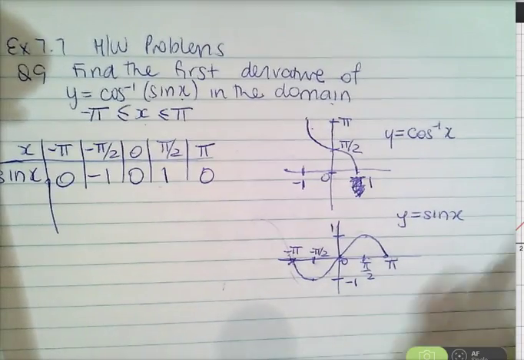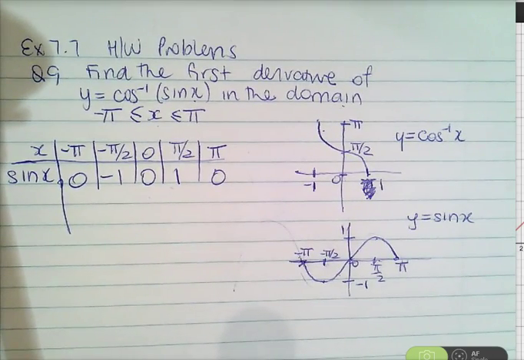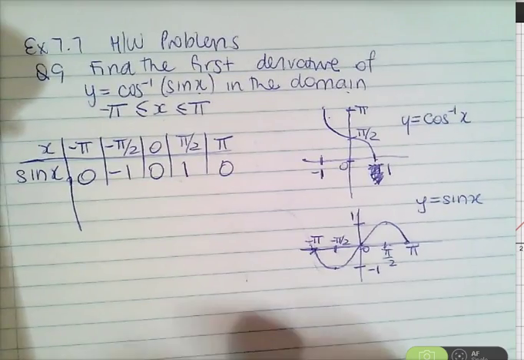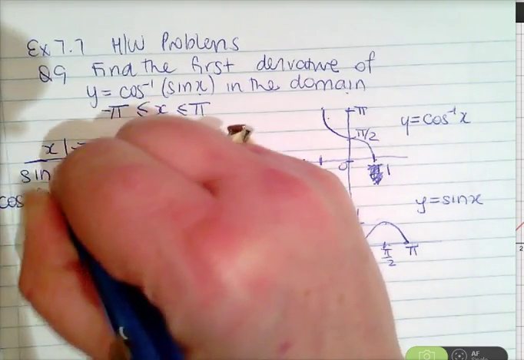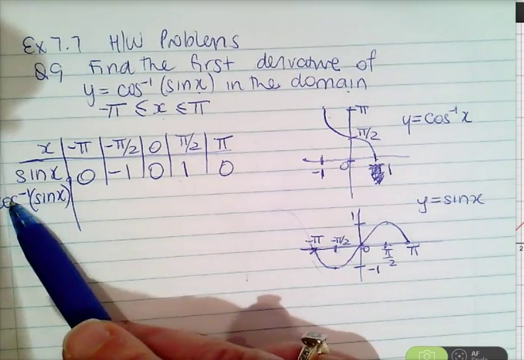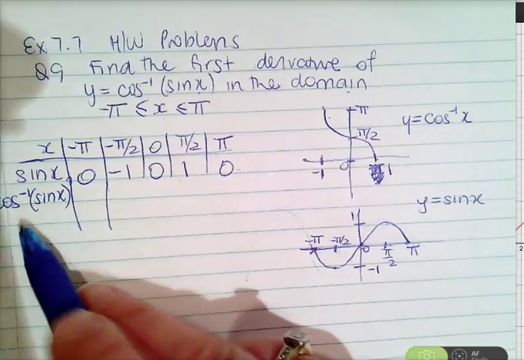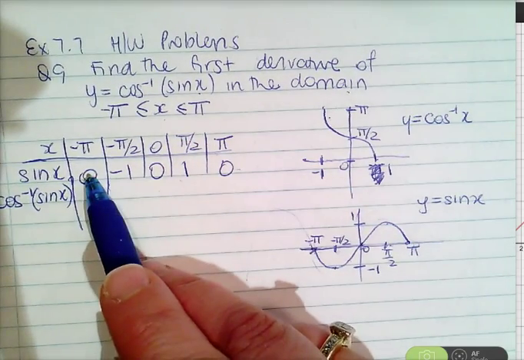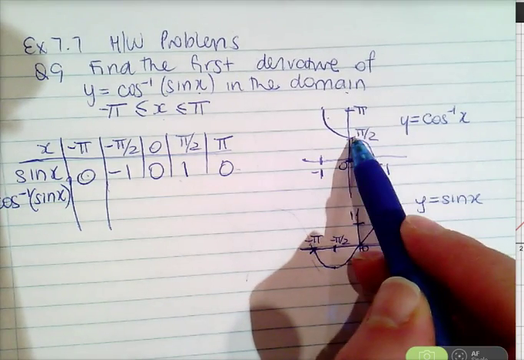I'm just sketching the curve because remember the first derivative is the gradient of the curve. So next thing I'm going to sketch is the inverse cos of the sine of x. So basically I want the inverse cos of these values up here. So what's the inverse cos of 0? Well, the inverse cos of 0 is pi on 2.